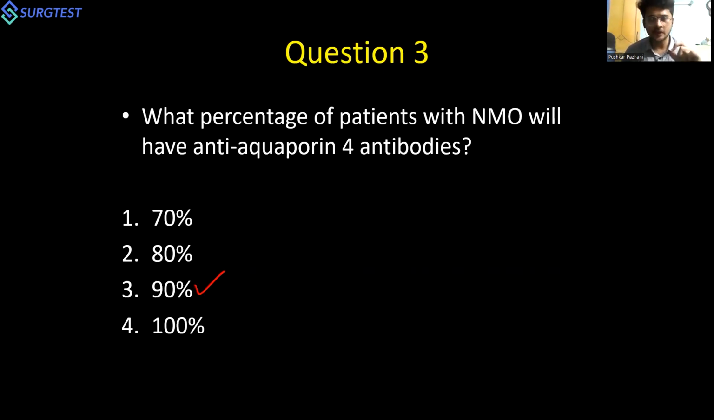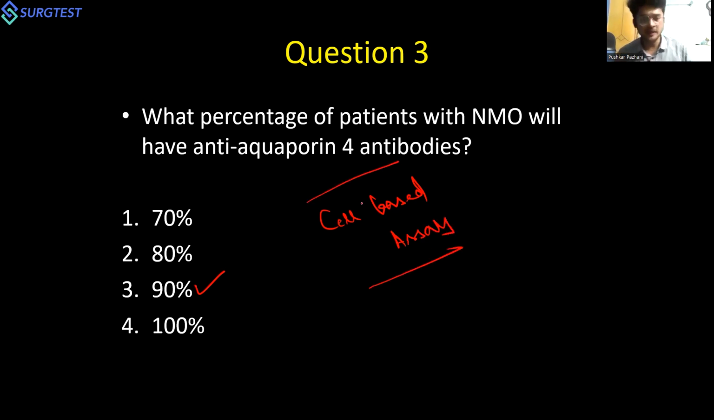And very important is the technique that we use to detect this antibody. This is also an important MCQ. We use the cell-based assay. There are certain labs that actually use ELISA, but please make sure whenever you're requesting, many of you here might be sending your samples to NIMANS. NIMANS does the cell-based assay, and that's very important. It's much more superior to ELISA.